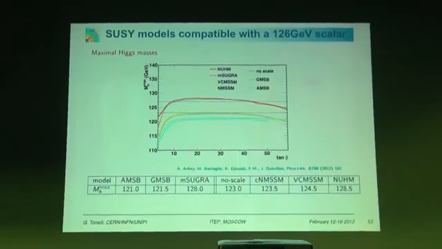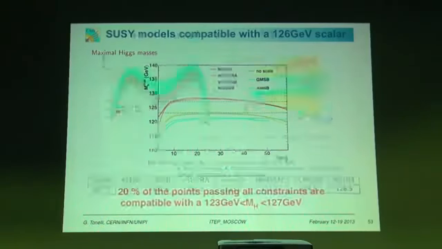Again, now we have an additional constraint on SUSY. Each SUSY model should be compatible with the Higgs boson that looks like the standard model boson at 125, which is tough, which puts additional constraints on the parameters that you have to tune for SUSY.